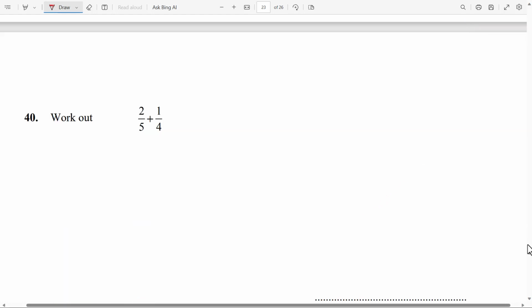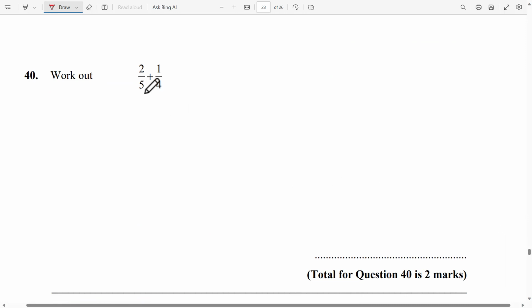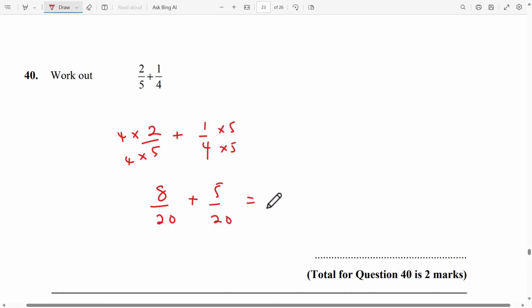And then we come to 40. And you want to add this. I think what you need to do, because this is 2 over 5, add 1 over 4, is multiply here by 4 and here by 5. So 4 times 2 is 8 over 4 times 5, 20. And the top is 5 and the bottom is 20. And of course, if you add it, it's going to be 13 over 20. So it's 13 over 20.